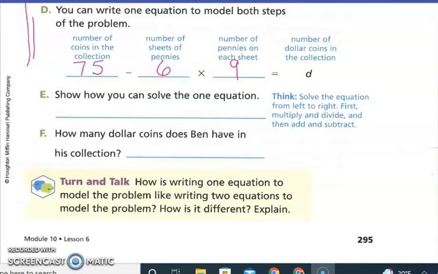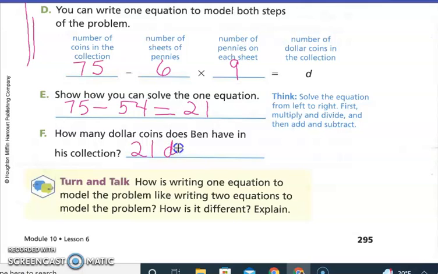Think, solve the equation from left to right first. Multiply and divide. This is the order of operations. We haven't talked about this for a while. We haven't talked about it since the first of the year. But it says multiply and divide. So we're going to go across our equation and we're going to say 75 minus, and then we're going to do 6 times 9. What did we say 6 times 9 was, Catherine? 54. Okay. Equals, what do we get? Do you remember? 21.